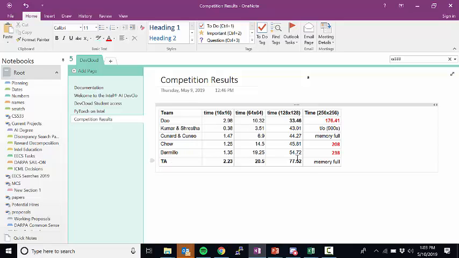And these are the top. This is our TA. I didn't make him work too hard on this, so these people all beat him.